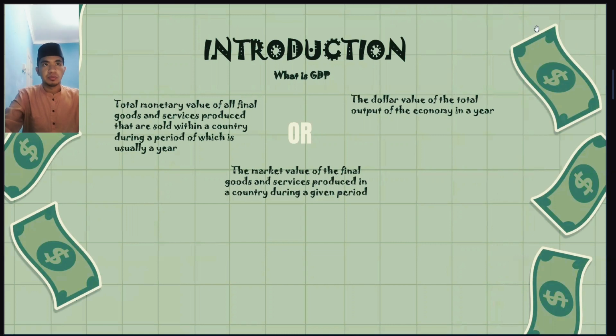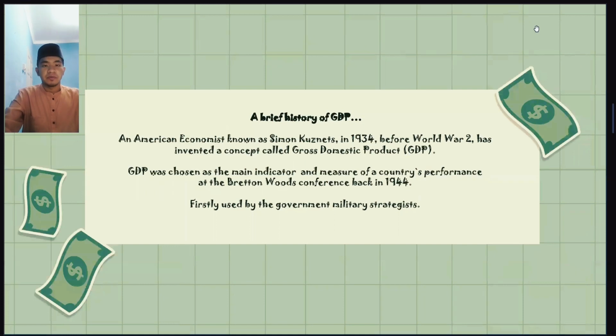Let me explain a brief history of GDP. An American economist known as Simon Kuznets, in 1934, before World War II, invented a concept called gross domestic product, which is known as GDP. GDP was chosen as the main indicator and measure of a country's performance at the Bretton Woods Conference back in 1944. It was first used in government military strategies.